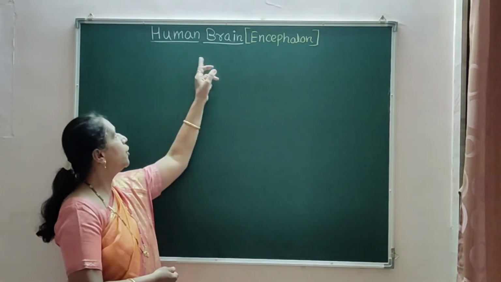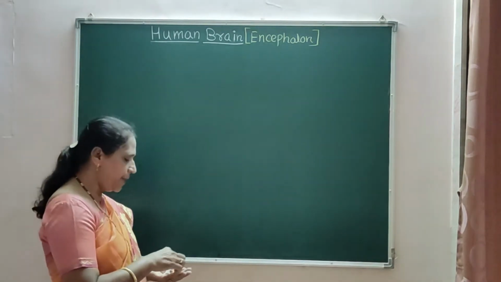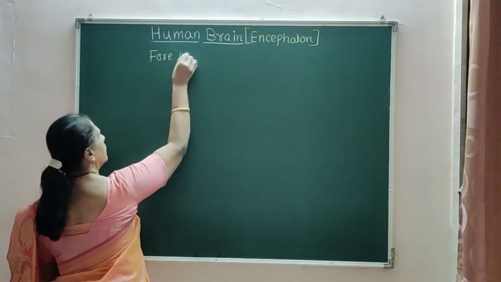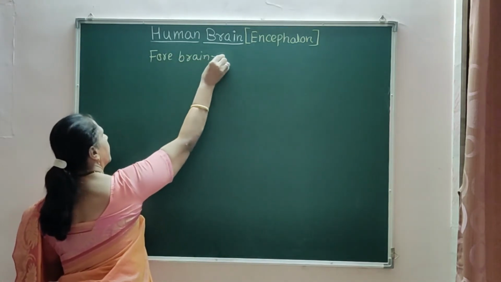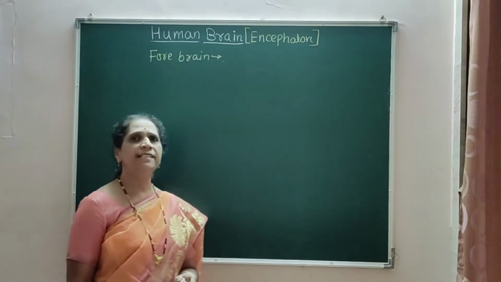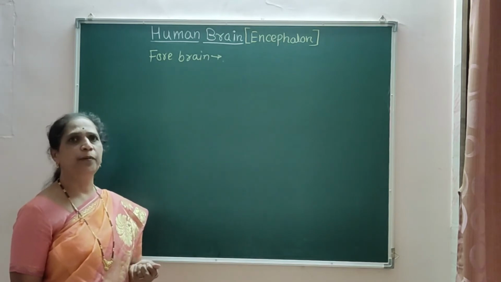Studied the structure of the human brain, which divides into three parts. These three parts are forebrain, second is midbrain, and third is hindbrain. But in today's lecture, I am going to discuss only the cerebrum, that is the main part of our brain.